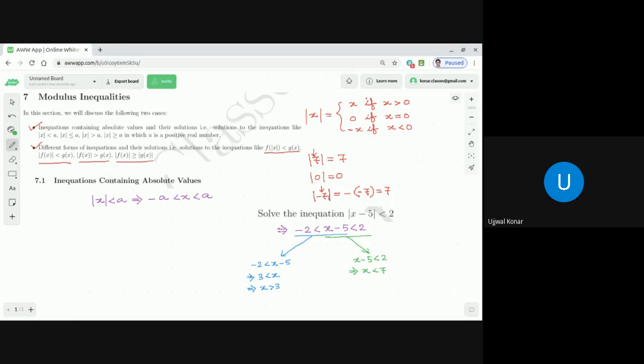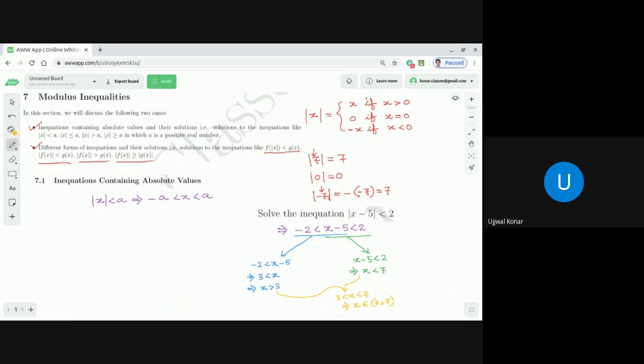Correct or not? Now both these things have to be satisfied. That means x is greater than 3 and x is less than 7, both have to be satisfied. If we combine these two, we get 3 less than x less than 7. That implies x belongs to the open interval 3, 7. Correct or not? And that is the solution to this inequation. I'm just explaining how we can solve this inequation based on what we have just learned.